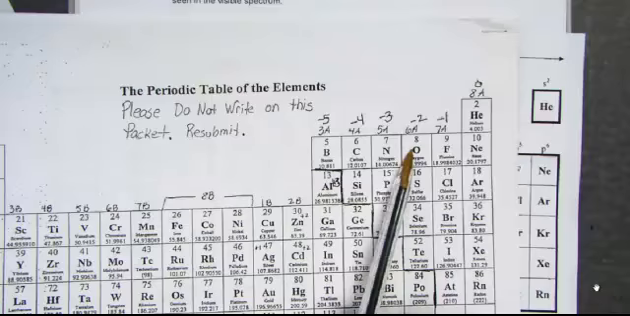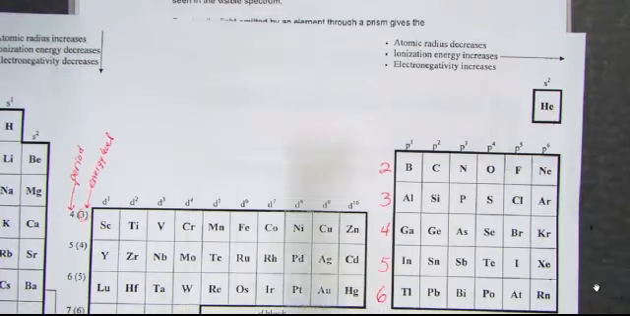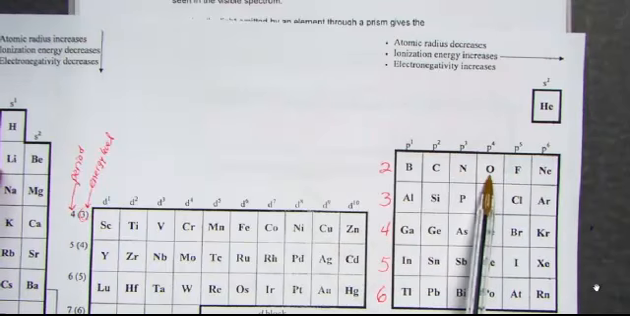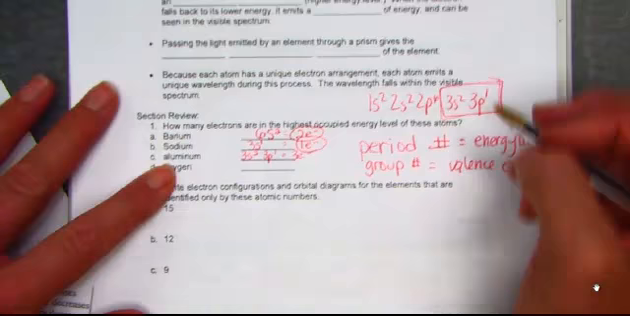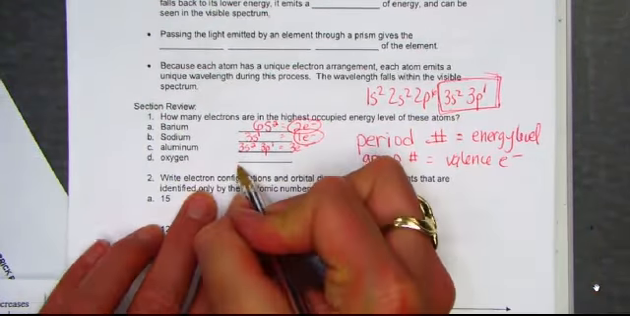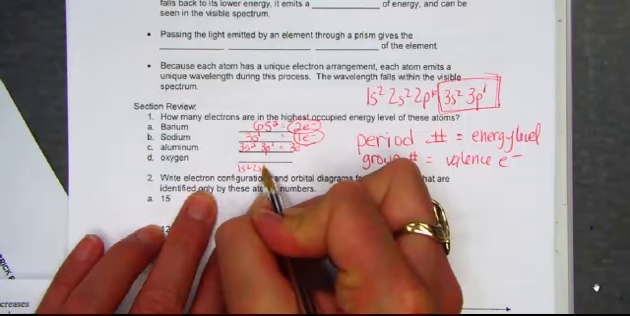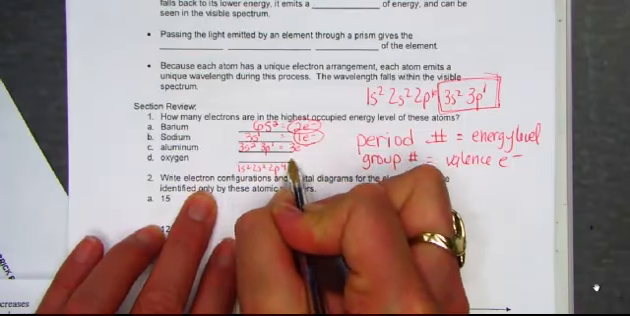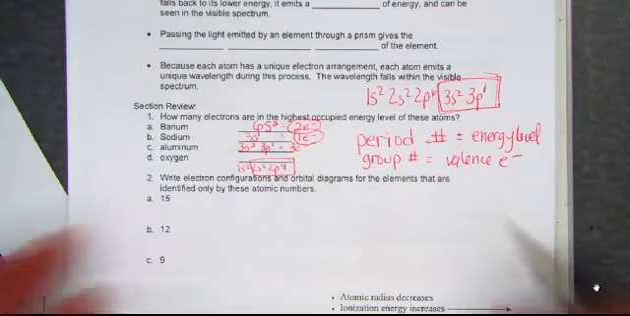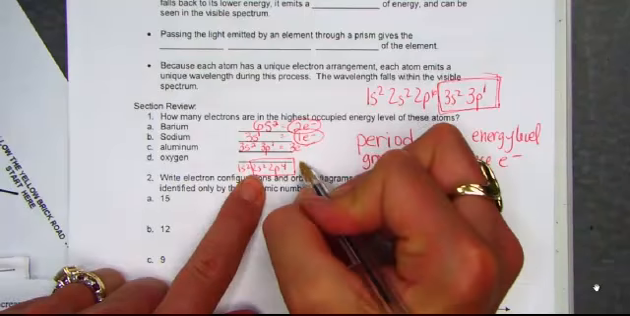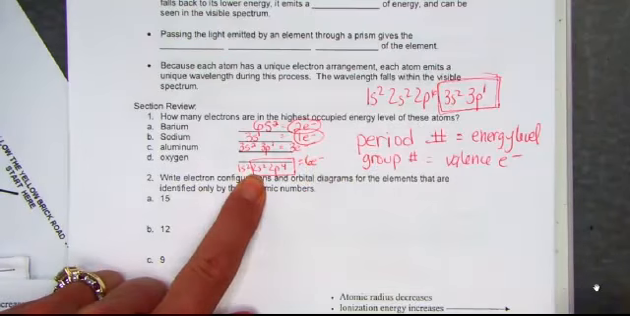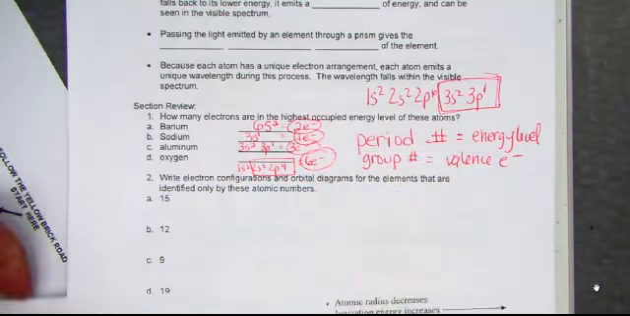Let's write for oxygen. Oxygen's configuration, 1s2, 2s2, 2p4. 2p4 is the last thing we write for oxygen. Let me write that somewhere. How about down here? 1s2, 2s2, 2p4. The last thing we write for oxygen is in the 2nd energy level. There are 6 electrons in the highest occupied energy level.